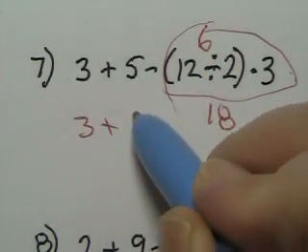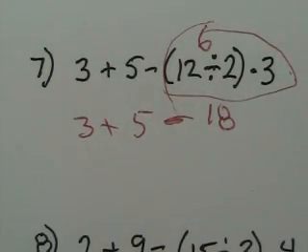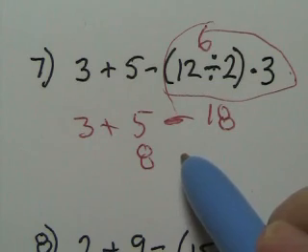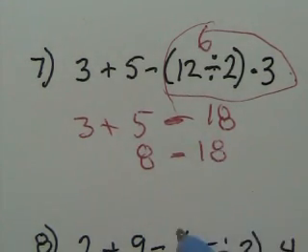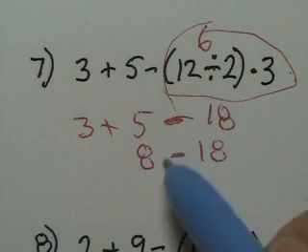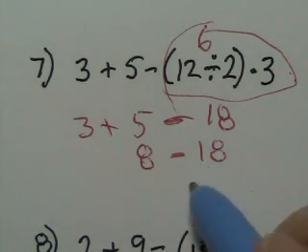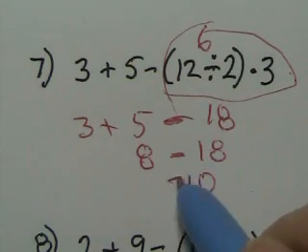So I have 3 plus 5 minus 18. 3 plus 5 is 8. So now I have 8 minus 18. 8 minus 18 is, they're different signs, so I subtract. 18 take away 8 is 10, and there's more negative.